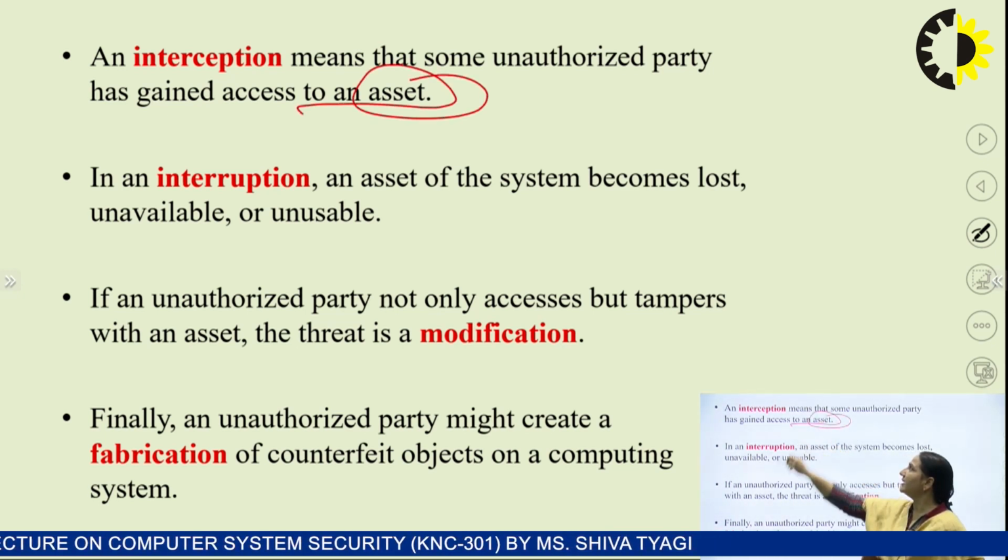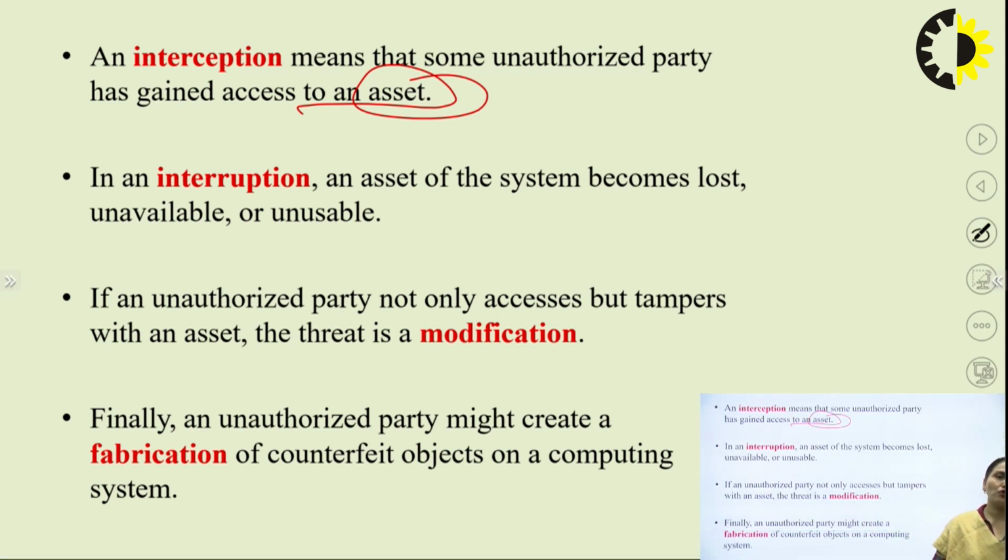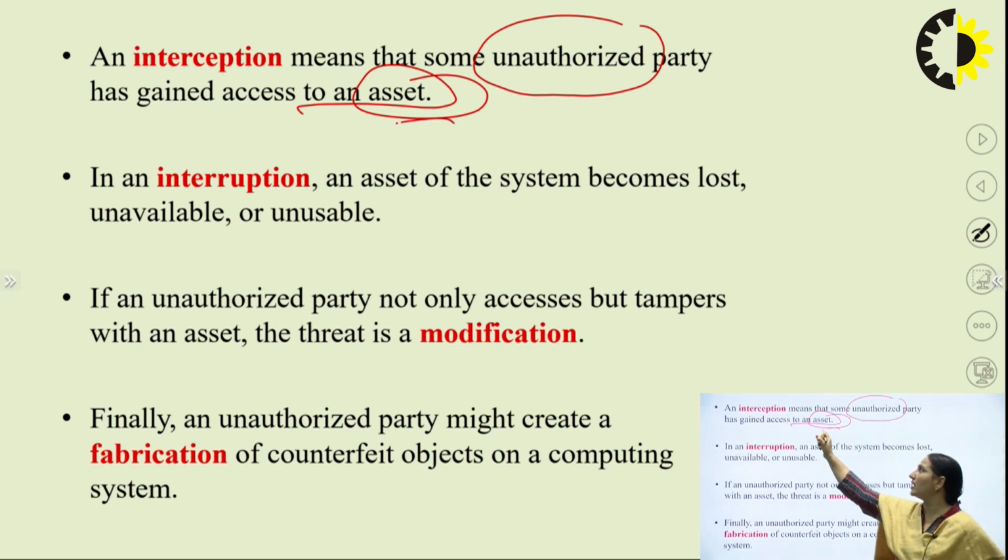Now, what is this asset? Anything which is valuable to us is referred to as an asset, and of course it is our responsibility to safeguard any asset of the system. So what is interception? It is the mechanism by which unauthorized persons, who are not authentic persons, gain access to information which is valuable to us. In that case, we say that an interception has occurred in the system.